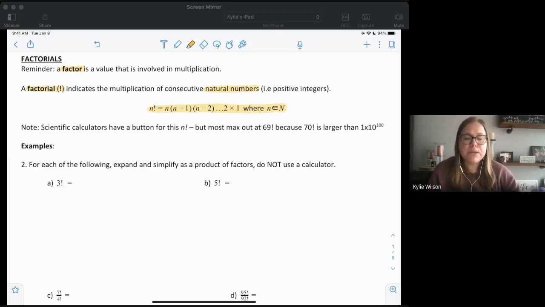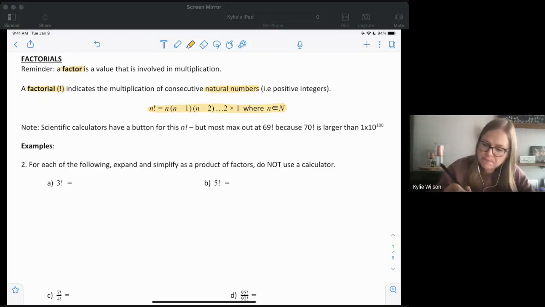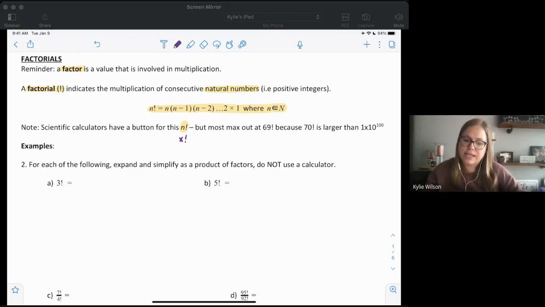Most of our calculators should have a factorial button. It should look like this, n factorial or x factorial. You'll see some that look like that too. Most of them max out around 69 factorial, or some include 70, but that's the neighborhood in which it will max out because 70 factorial is already larger than 1 times 10 to the 100. So depending on your calculator, you probably can't get much higher than that. I would never ask you to write anything higher than that, but that's usually where your calculator will max out.